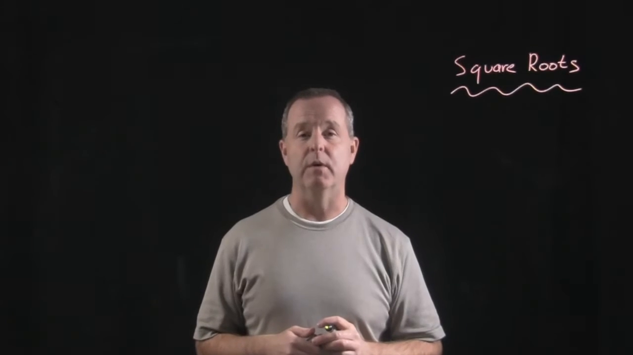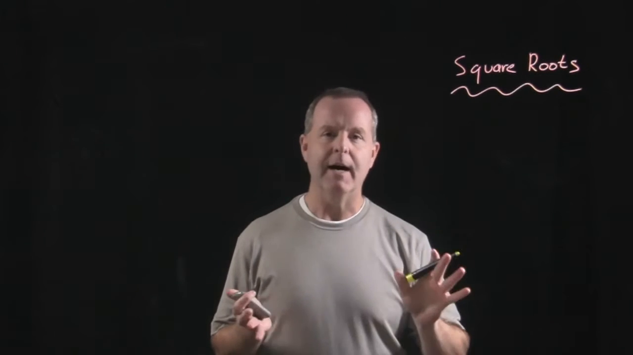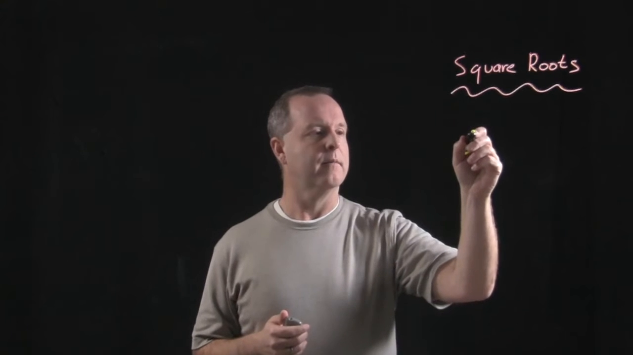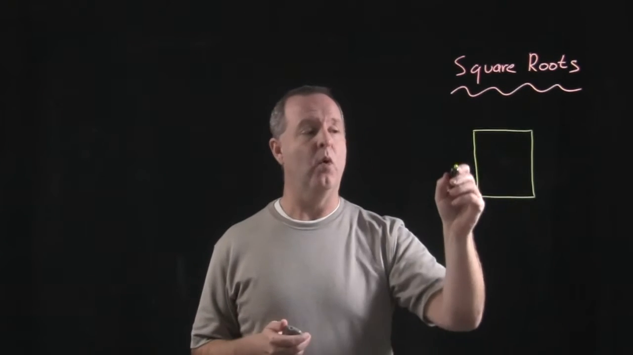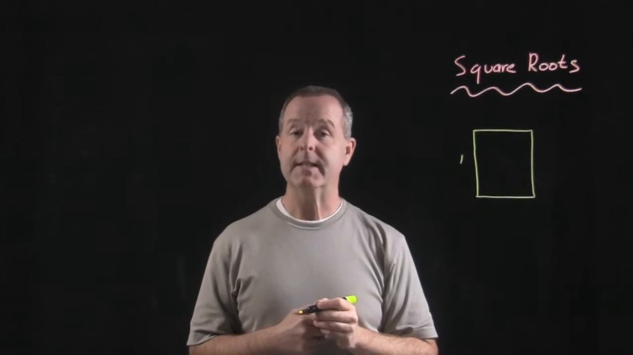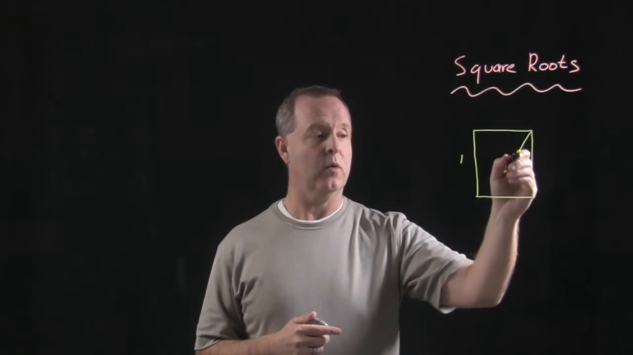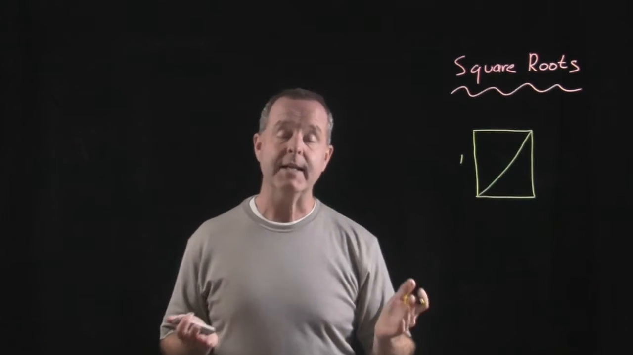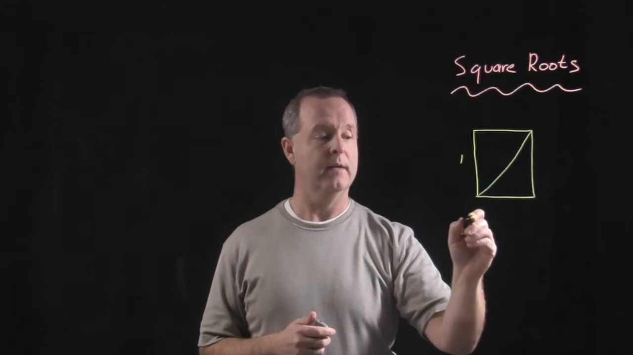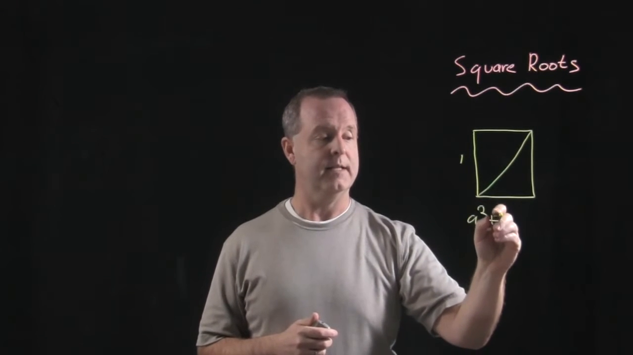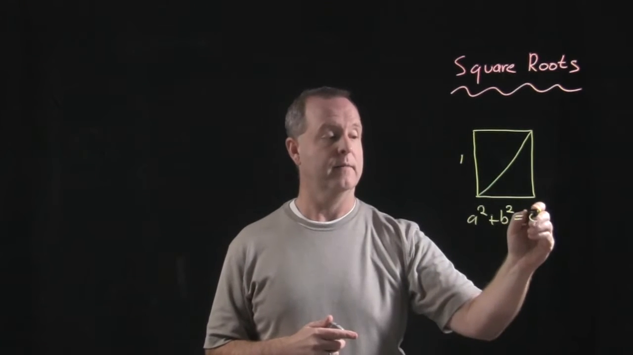Our idea of square roots has been around with us for a very long time. Imagine if we have a square with side 1. What's the distance of the diagonal, the distance between the corners? Well, we can use our Pythagorean theorem that says one side squared plus the other side squared equals the hypotenuse squared.